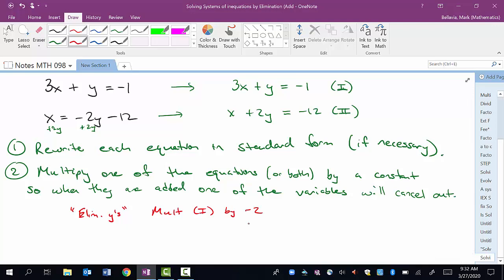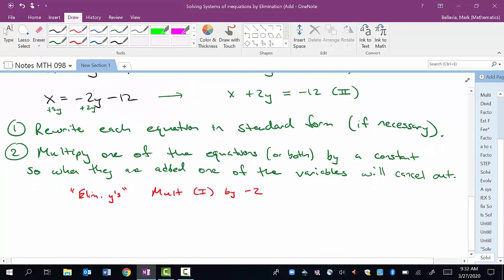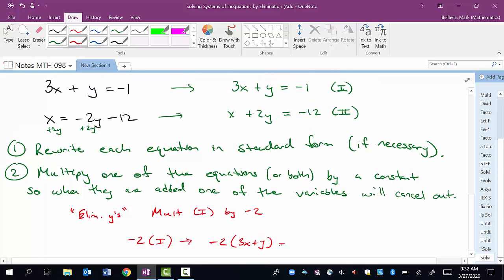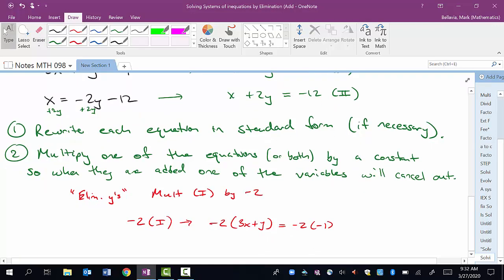That's what makes this something you're allowed to do. So I'm going to write it down here. I'm going to do -2 times equation 1 and write what I have. So it'd be -2 times the 3x plus y equals -2 times the -1. Make sure you do it to both sides of the equation, right? Every term should get multiplied by this -2.